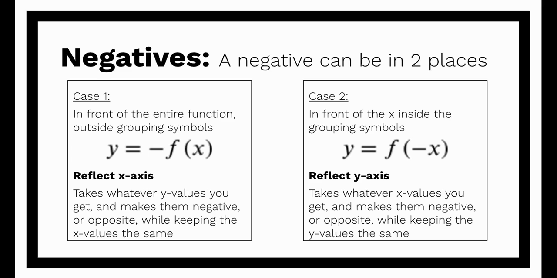Case 2, we haven't dealt with as much, but that's reflecting across the y-axis. That is when you have a negative symbol inside the grouping symbol. We have different types of functions that can have different grouping symbols. It can be parentheses or radicals or absolute value bars. If that negative symbol is inside any grouping symbols, then it is reflecting across the y-axis. Because that negative's inside, it's taking those x values and making them negative, and it keeps those y values the same, which is why we reflect across the y-axis.